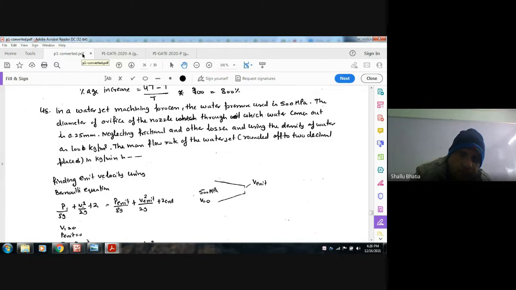So this is a water jet machine. The pressure is 500 kPa. This is the inlet point, this is the exit point. So pressure is 500 kPa.